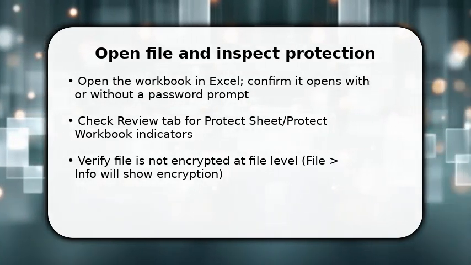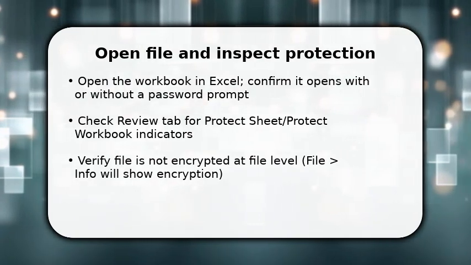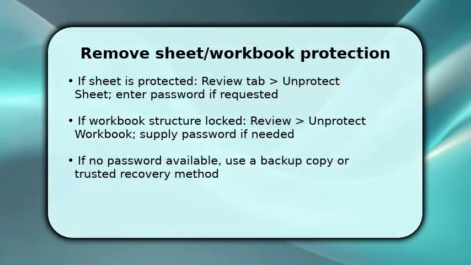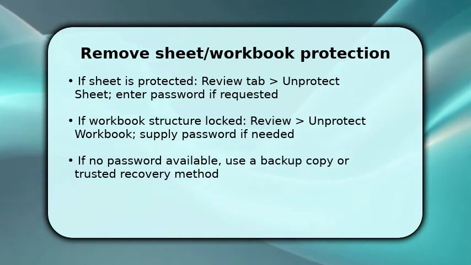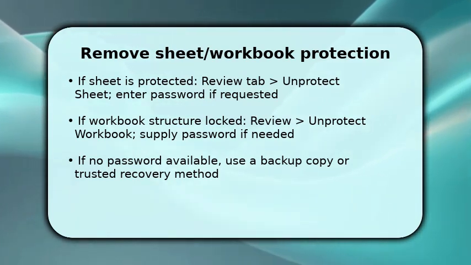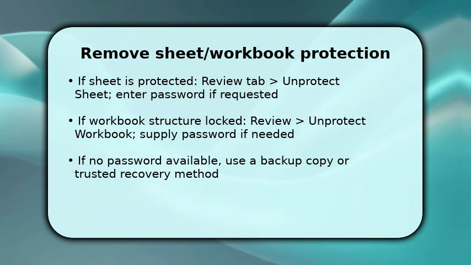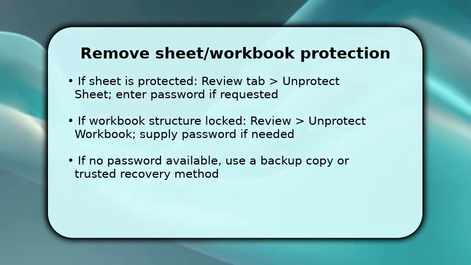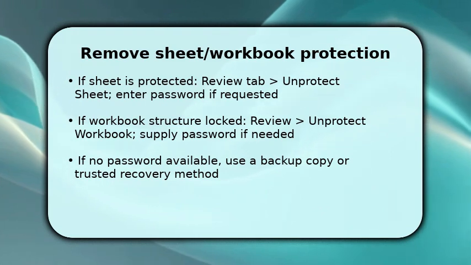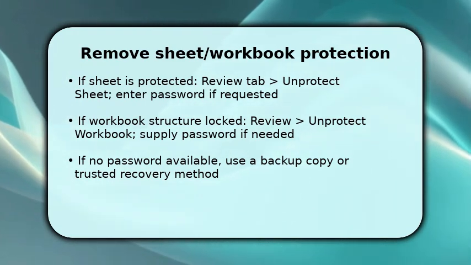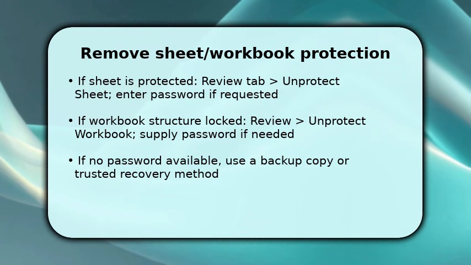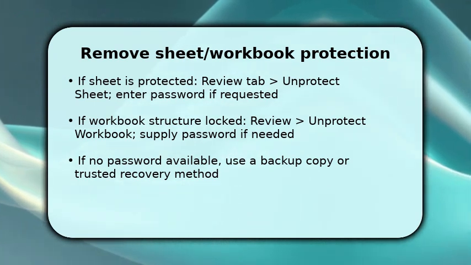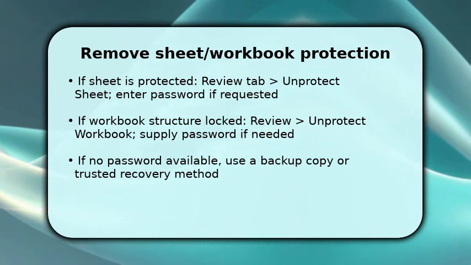You now remove protections that control editing and structure. If a sheet is protected, select Review, Unprotect Sheet, and enter the password when prompted. This removes cell and formatting locks. For workbook structure locks, choose Review, Unprotect Workbook, and supply the password to enable adding or removing sheets. If Excel asks for a password you don't have, stop and use a backup copy or a trusted recovery method. Forcing removal can corrupt the file.